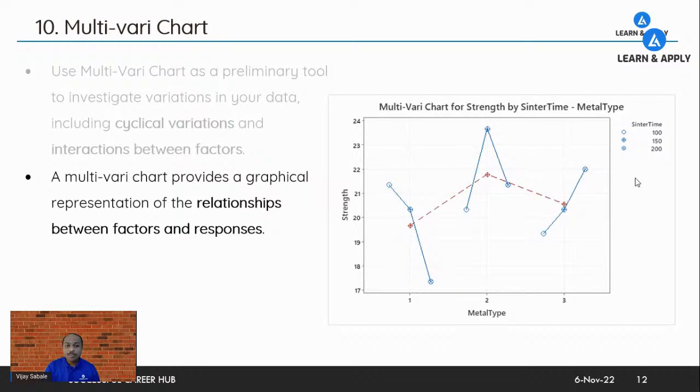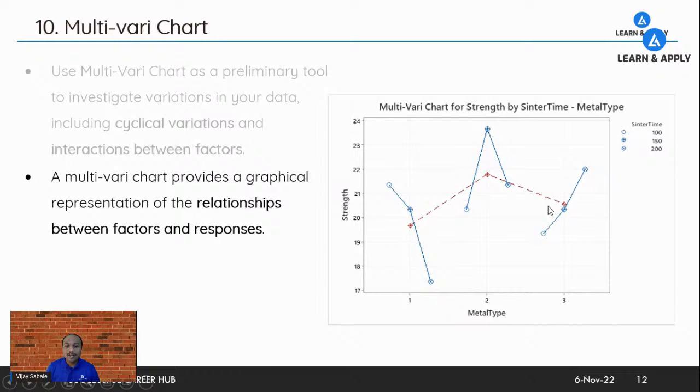The multivariate chart provides a graphical representation of the relationship between factors and response. Here we can see there are 3 different sintering times and 3 different materials, and it indicates for one metal type at 3 different sintering times what the strength is. So it carries a lot of information in a single graph. It consists of 3 material types, 1, 2, 3, along with 3 sintering times and the interaction they have. That's why it is a more powerful tool.